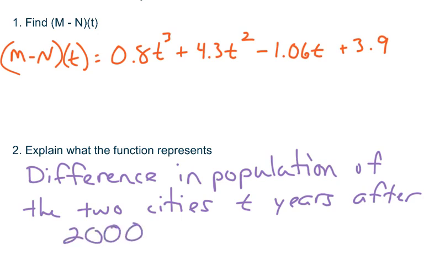Now, if we want to know the difference after 3 years or after 5 years or after 10 years, we could plug in those values for t. But it's not asking us to do that. It just says find M minus N of t and then explain what the function represents. Could we do that? Sure, but since the direction is not telling us, we don't actually have to do that.